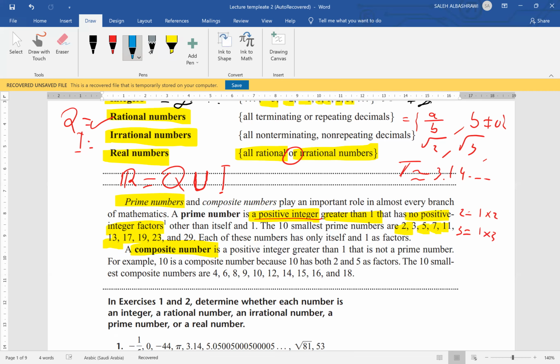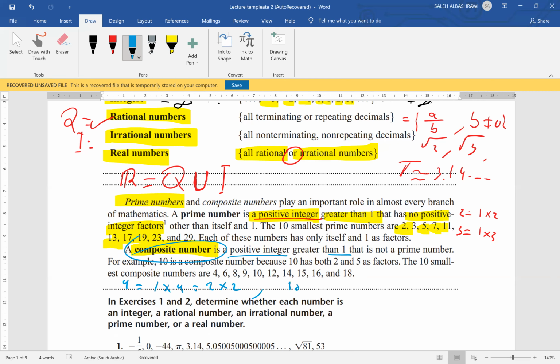The second one is the composite number. For example, the number 4. It's composite. It can be written as 1 times 4, and it can be 2 times 2. So the composite number is a positive integer greater than 1 that is not a prime number. If it is not a prime number, then we call it composite.